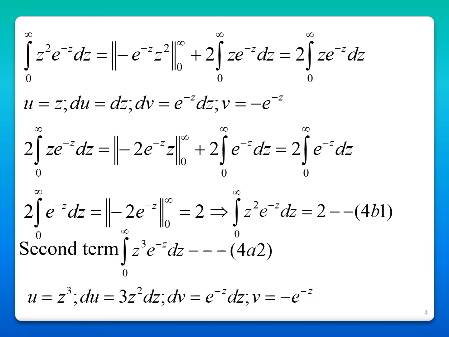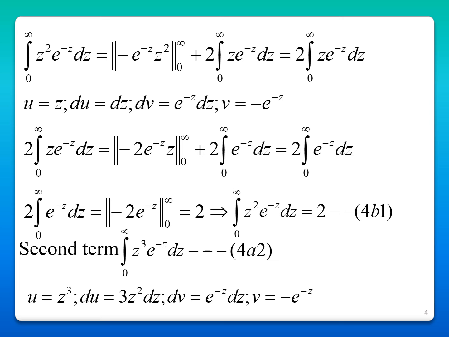So v is equal to minus e power minus z. Now you substitute this value: the integral from 0 to infinity of z squared e power minus z dz is minus e power minus z times z squared, with the limit 0 to infinity, plus 2 times the integral from 0 to infinity of z e power minus z dz. If you substitute the limits 0 and infinity, the first term is 0. So it is equal to 2 times the integral from 0 to infinity of z e power minus z dz. Once again you take the integration by parts formula and we finalize that the integral from 0 to infinity of z squared e power minus z dz is 2.